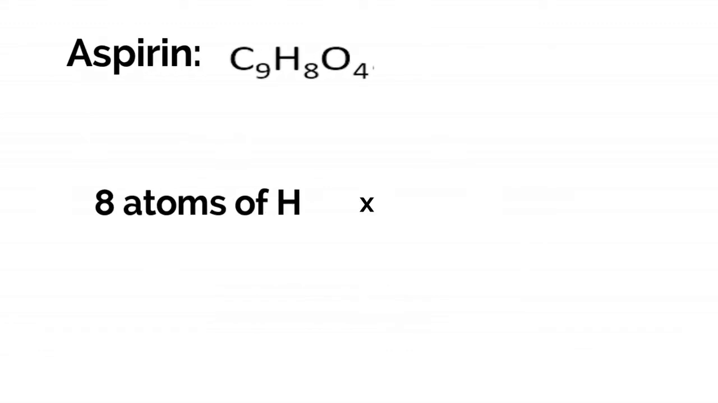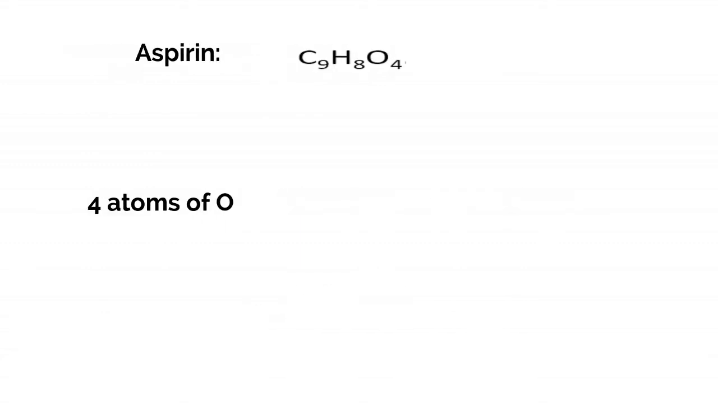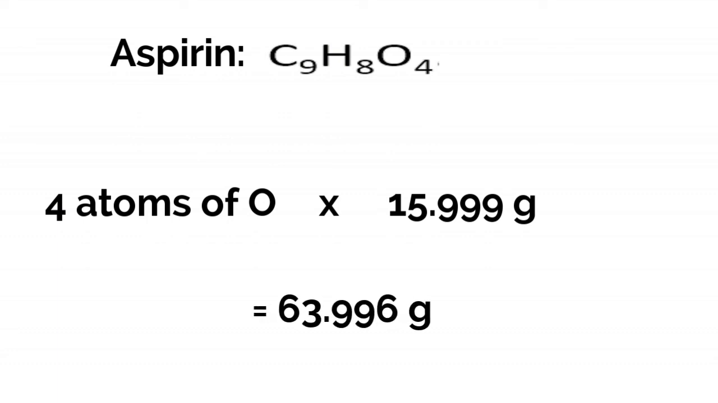We multiply these 8 atoms by the atomic mass of hydrogen, which is 1.008 grams, and the product is equal to 8.064 grams. There are 4 atoms of oxygen. We multiply these 4 atoms by the atomic mass of oxygen, which is 15.999 grams, and the product is equal to 63.996 grams. And now, we're going to get the sum of the 3 masses.